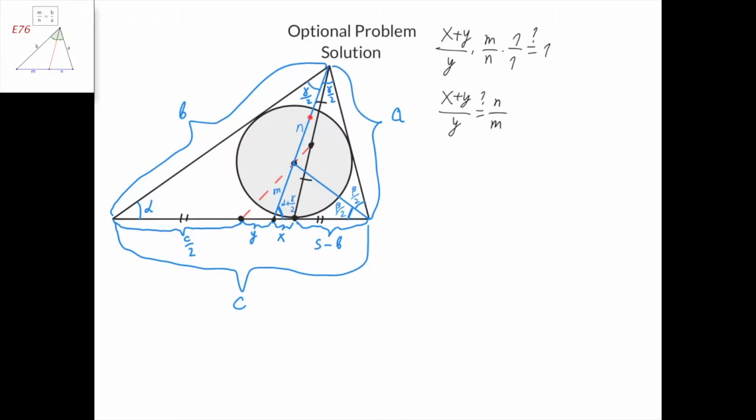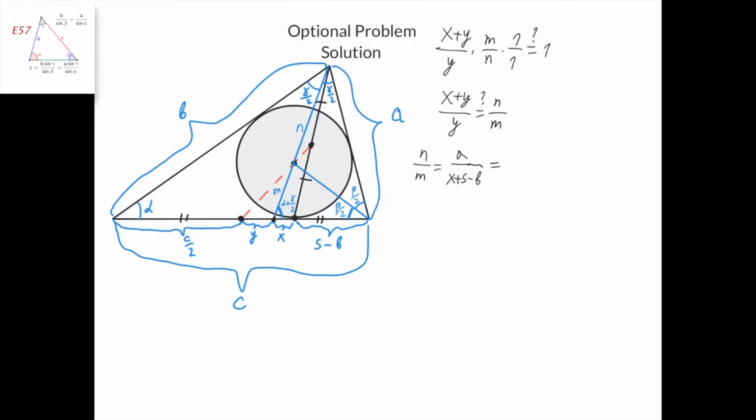But now consider this triangle here. In it, this is an angle bisector which intersects the opposite side at this point, and from the angle bisector theorem, we know that n divided by m equals this side of the triangle divided by this side of the triangle, which is a divided by x plus s minus b, which is written here.